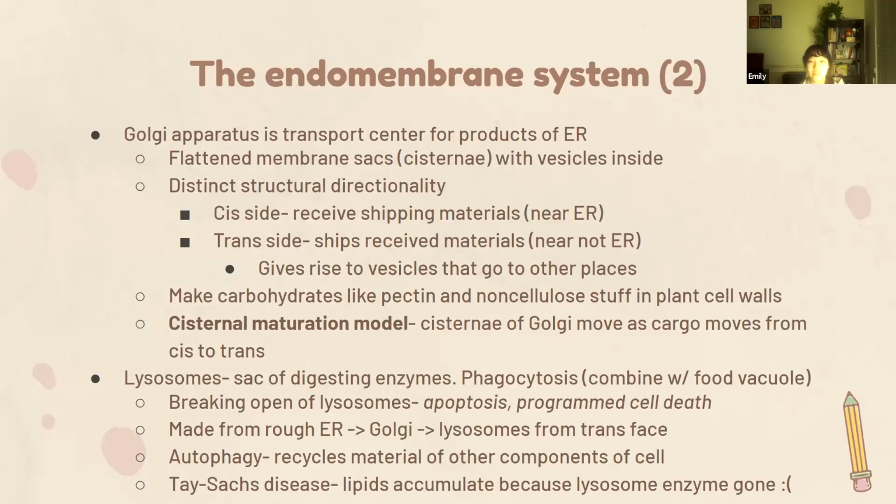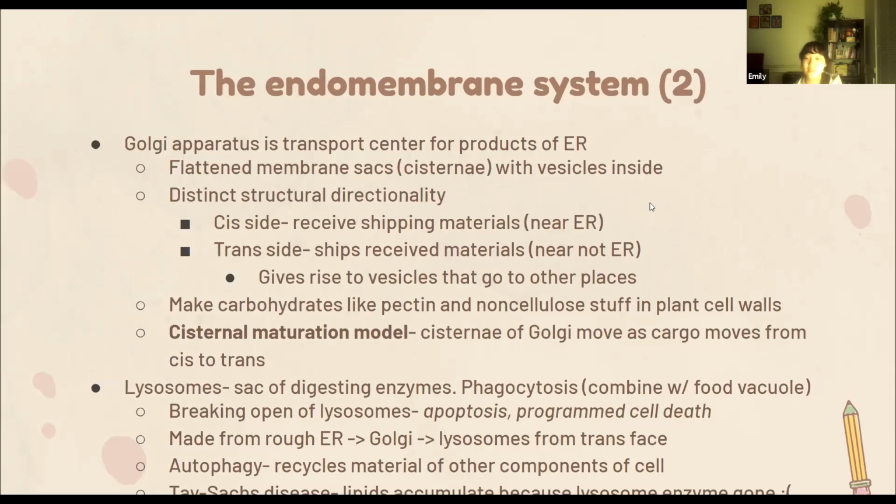But yeah, so the cis side receives the materials it's going to send out through vesicles. And the trans side ships out the materials that it receives. It's on the opposite side, furthest from the ER. And the trans side is also what forms vesicles that move to other places.